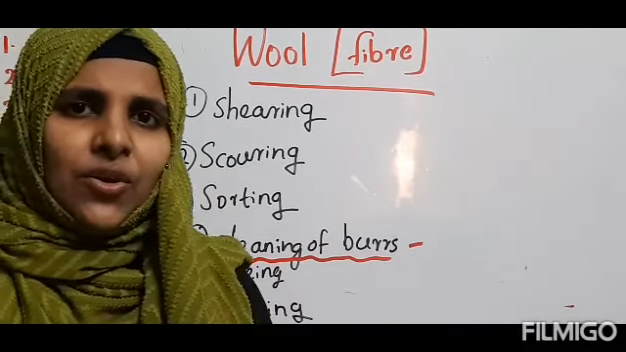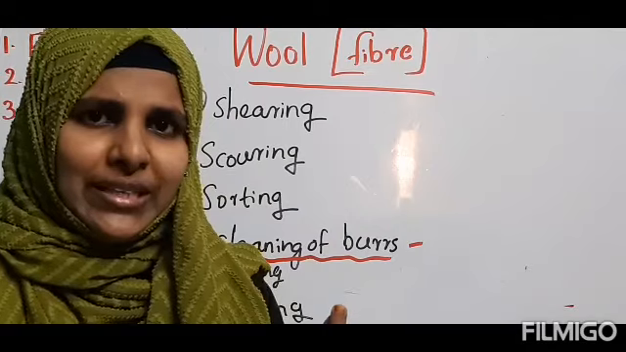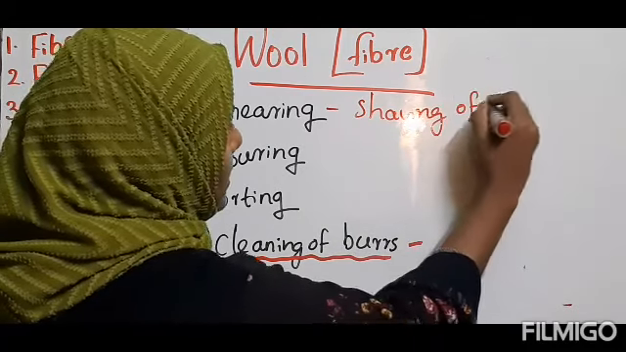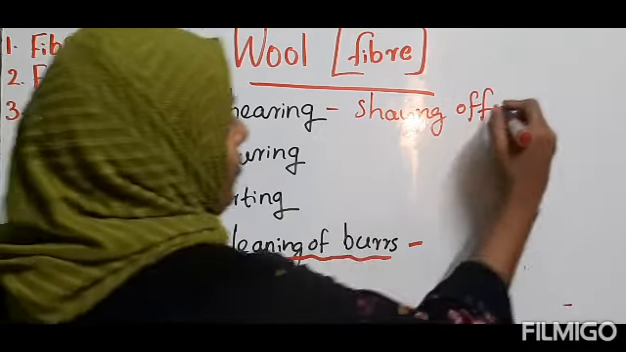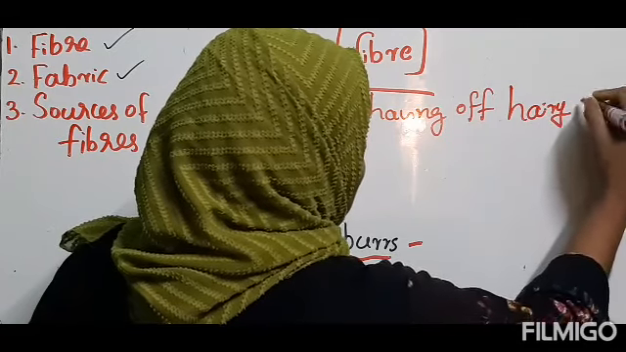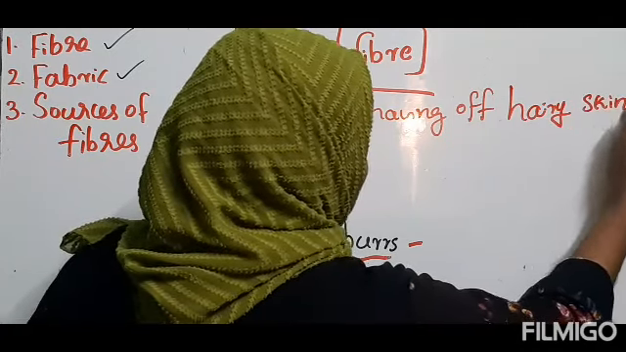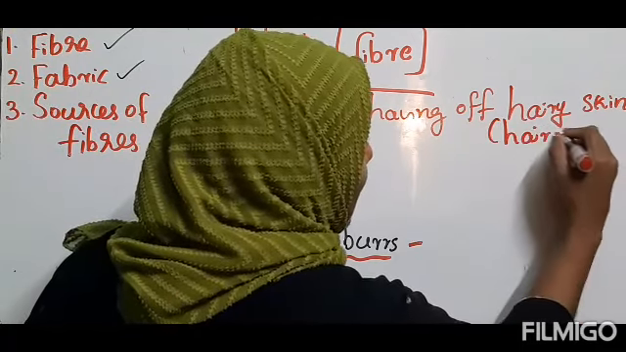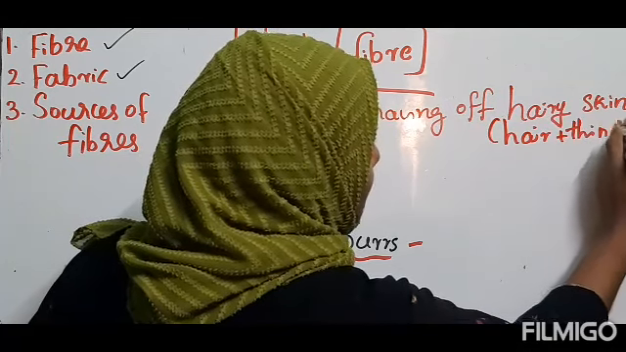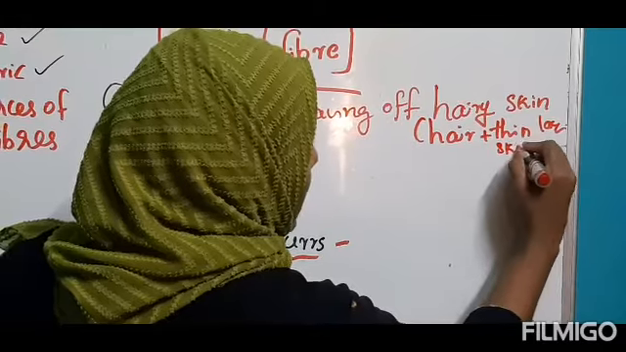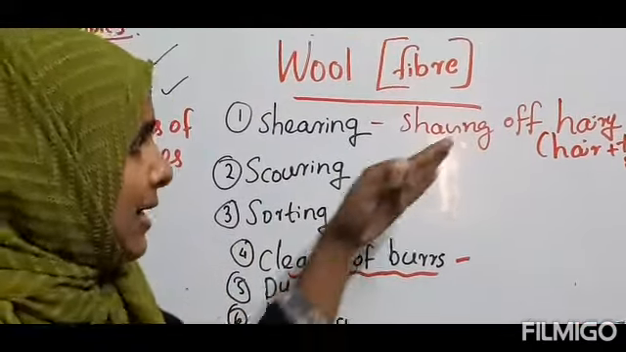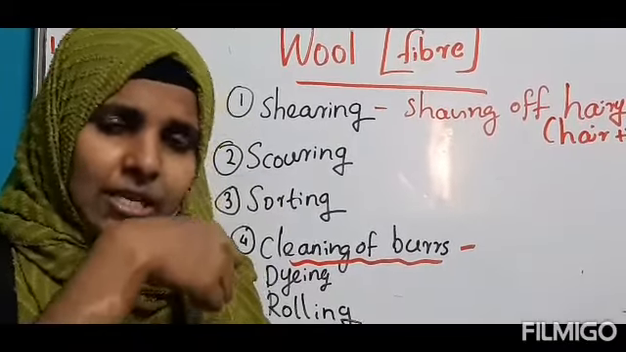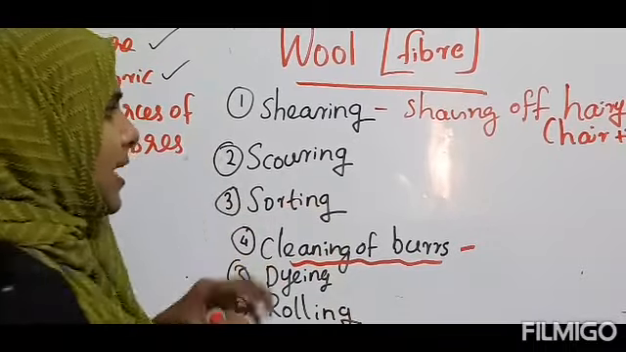What is shearing? Do you know shaving? That you already know, right? Shearing means actually shaving off hairy skin. Shaving off hairy skin means it includes both hair and thin layer of skin. First what we will do, children? First we are shaving the sheep of hair. And after that, scouring.